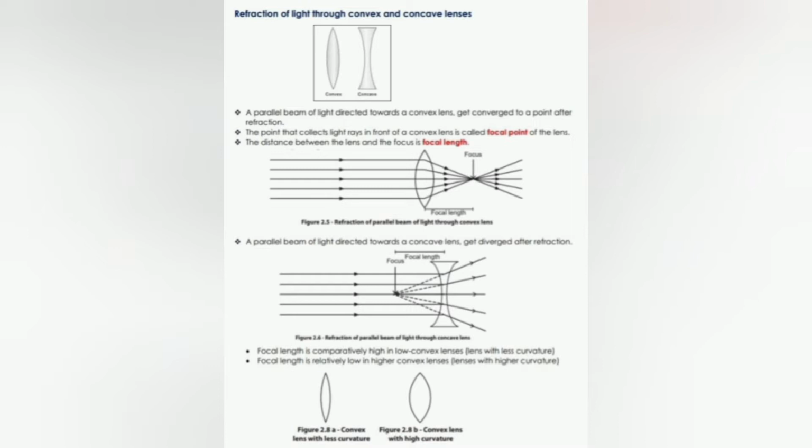The distance between the lens and the focus is the focal length. The next diagram given here is a refraction of a parallel beam of light through a convex lens.